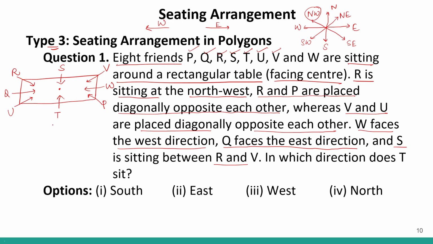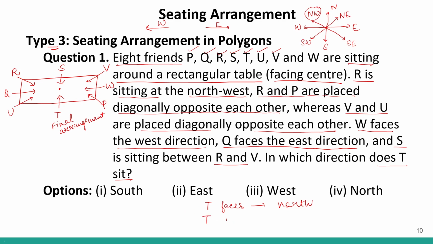Okay. Now the question asks, in which direction does T sit? We have to answer in which direction he is sitting, not the direction he is facing. So if I look at this diagram, this is my final arrangement. You have to pay attention to the language of the question also. We are asked in which direction does T sit. If we were asked which direction T faces, then he faces the north direction because that is where he is looking, towards the center of the table.